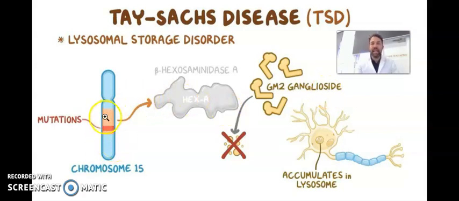Now, if there is a faulty code or a faulty gene or mutation of the gene, then the protein won't work correctly, and the gangliosides will be allowed to build up, and it will accumulate in the lysosomes. These lysosomes are found in the nervous system. An accumulation of the ganglioside will then result in the symptoms that we were talking about earlier of the nervous system and will result in Tay-Sachs disease.